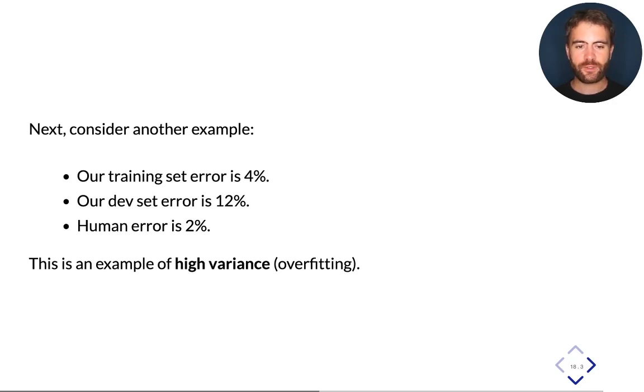Another example is if human error is 2% and our training error is 4%, but then our development set error is 12%, which is much higher than 4%. So on the training set, we're able to match human performance or to get close to it, but on the development set, our performance is much worse, which suggests that we're getting this high performance on the training set simply by overfitting it, by memorizing it in a way. So this is an example of high variance or overfitting.